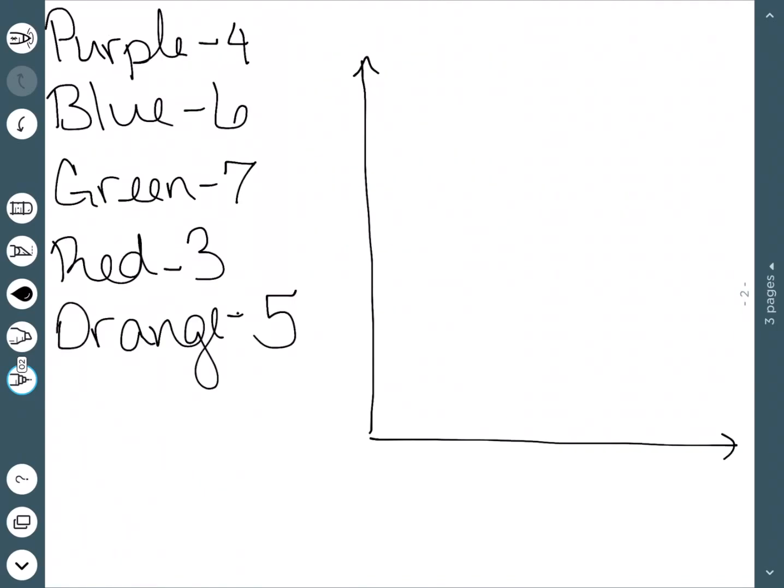Here we have the same data we had before with the different colors and people's different favorite color, but this time instead of a bar graph, we want to do a Pareto chart. So the main thing is to order these according to frequency. Green needs to be first since there's 7. We then have blue, then orange, purple, and finally red.